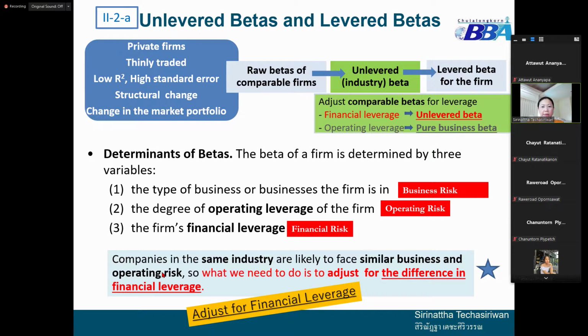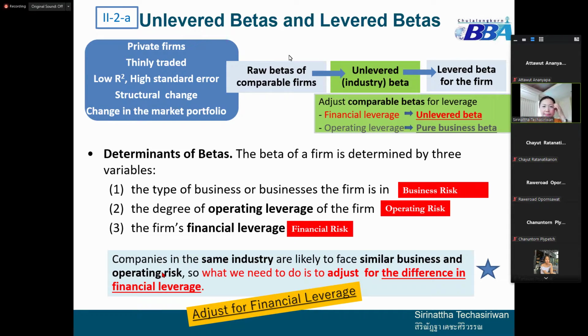So in this case, we need to take out the difference in financial leverage, or if the difference is in cost structure, we need to take out the difference in operating leverage first. When we take out the financial leverage and operating leverage, we call it unlevering. We unlever the beta of the comparable firm first, and then we re-lever it back to the target financial risk and operating risk of the company that we want to analyze.